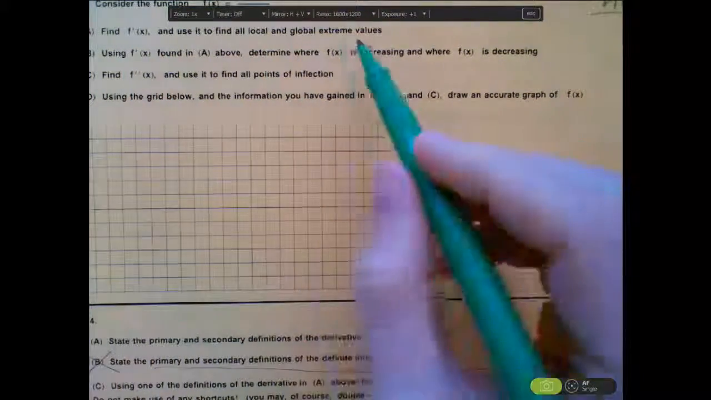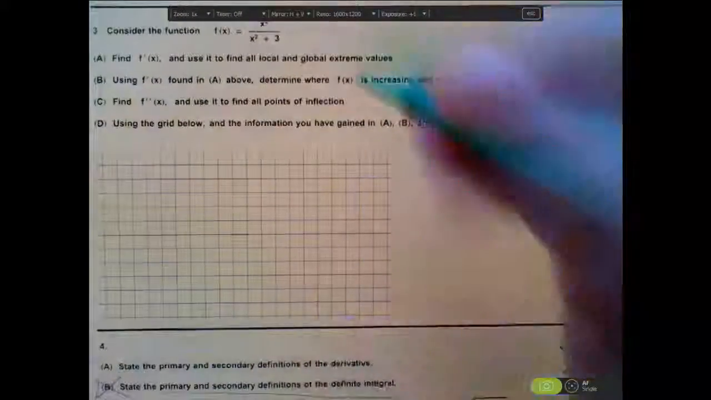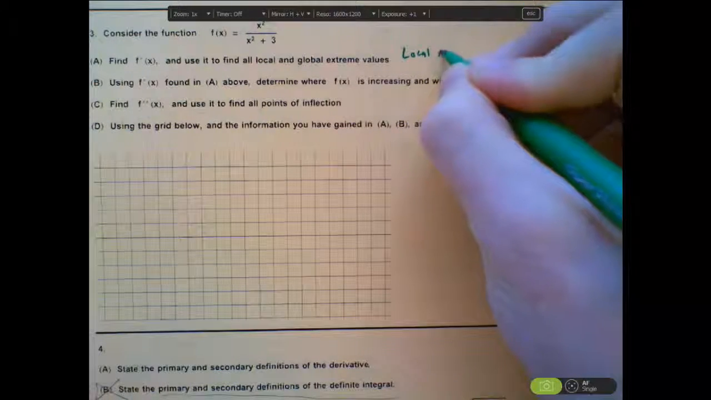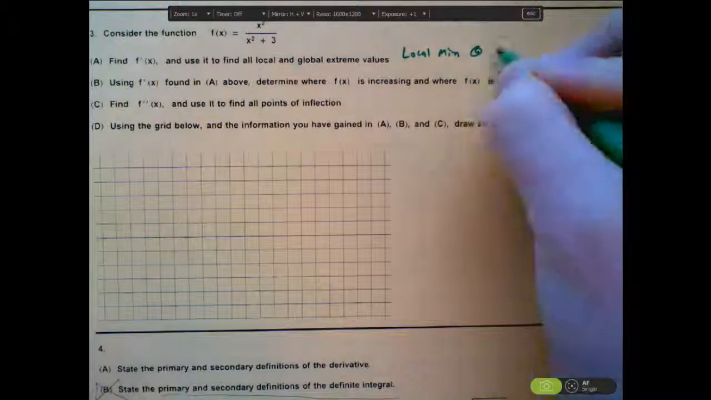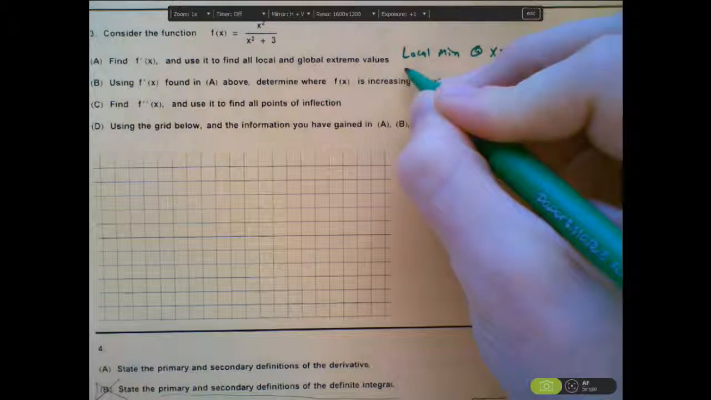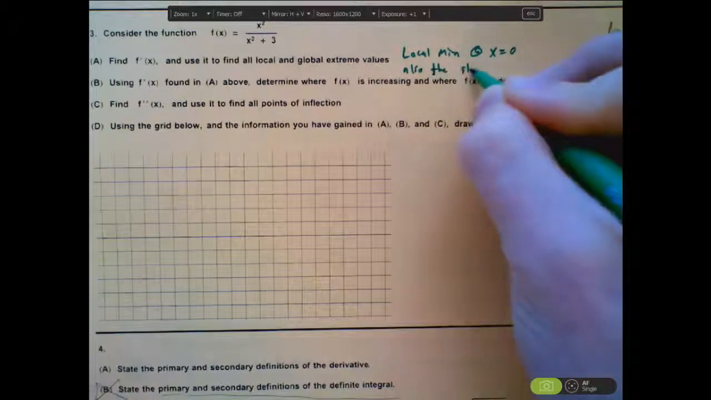So if I'm going to answer the original question, find all local and global extreme values. All right, so I would say there's a local minimum at x equals 0. It is also the global minimum.